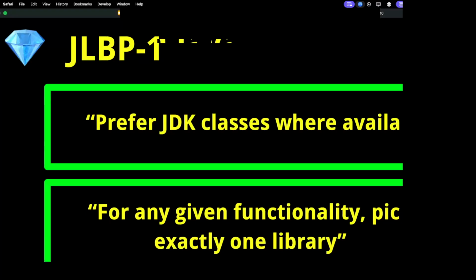And the other piece of advice from Google is for any given functionality, pick exactly one library. And I think a good example of this would be JSON parsing. There's probably a handful of JSON parsers out on the internet. Maybe some people like Jackson, maybe some people like Google JSON. But just pick one of them and stick with it. Don't bring in two different JSON parsers onto your project, because then you're just inviting pain.